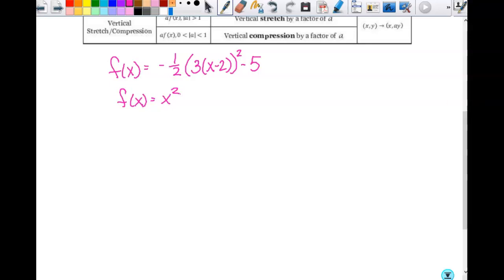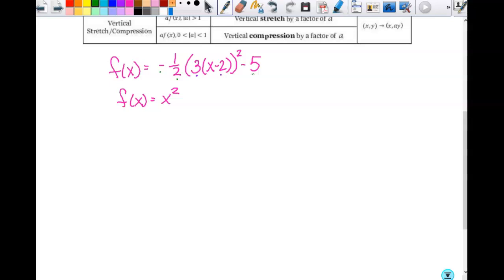So if something is happening before you square it, that is affecting X. So the things that affect X here are this 3 and this 2. Does that make sense to you? If it's not affecting X, then it's affecting Y. So the things that are affecting Y are the negative, the 1/2, and the minus 5. You with me on that? If it happens after you do whatever the parent function calls for, squaring, absolute value, whatever it is, if it happens after that, it affects the Y value. If it happens before that, it affects the X value.